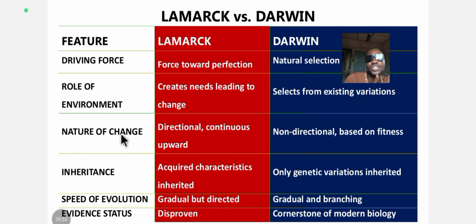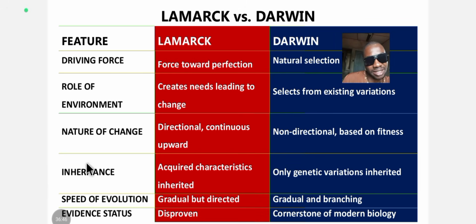The third feature is the nature of change. What is the nature of change in Lamarck's theory? It's directional, continuous, upwards. But in Darwin's theory, it's non-directional, based on fitness. In Lamarck's theory, it's directional, which means you can control it and make it continuous. But in Darwin's theory, it is not predictable. You can't say that this organism, if subjected to such conditions, is going to be like this. It is unpredictable. It's not like going to the gym, lifting weights, and already knowing that if I lift this weight for 2 months, my muscle will grow. Darwin's theory is not like that.